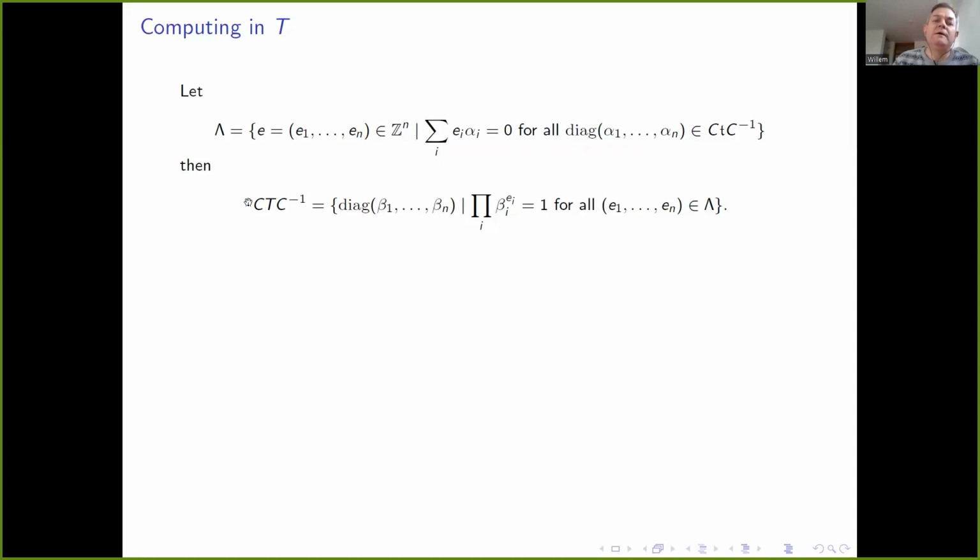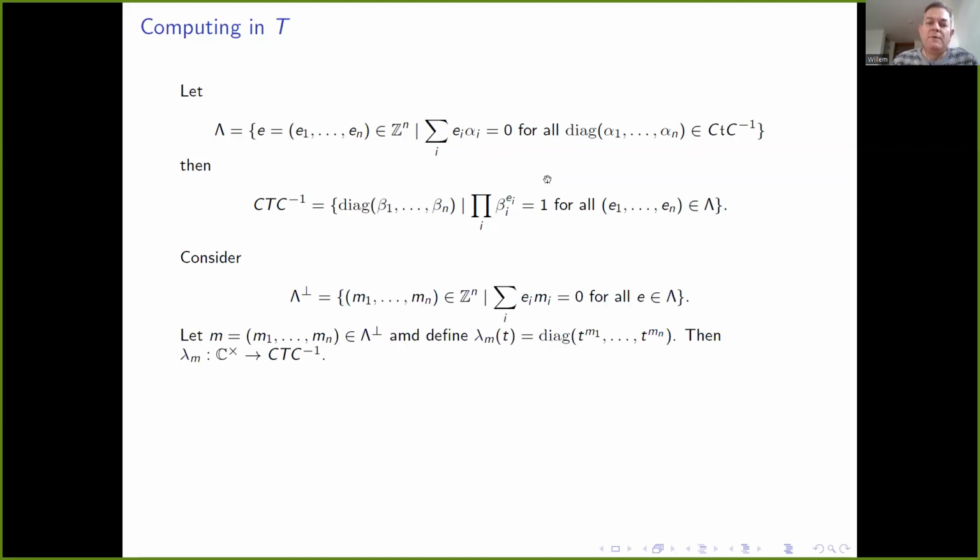Okay. Then the diagonalized group, so C times T times C inverse, consists of the diagonal matrices such that the eigenvalues on the diagonal satisfy more or less the same relation, but now multiplicative. So the product of beta_i to the e_i has to be 1 for all elements in the lattice. Of course, for these relations, I can take just the basis of the lattice if I want. So from the Lie algebra, I can characterize the elements of the group.